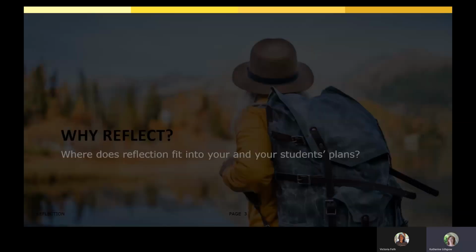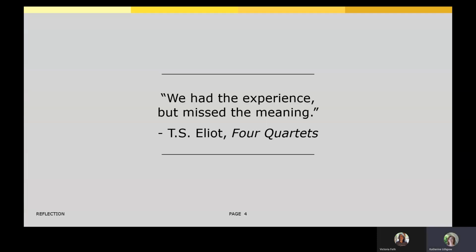So to start, let's look at why. So why would we even bother reflecting? So have you ever had this happen? You spend a lot of time creating meaningful activities and experiences for your students, and then at the end, you find out that they seem to have missed the whole point of your experience.